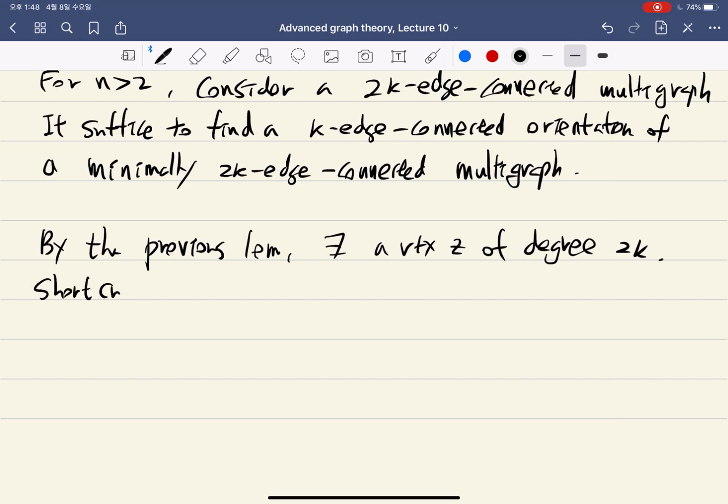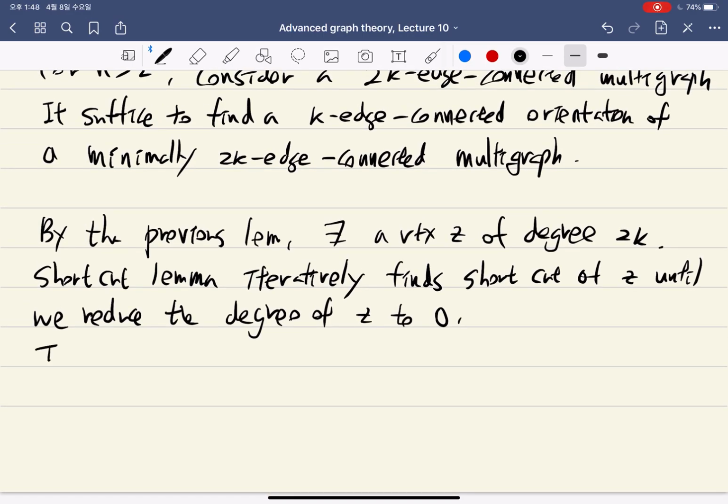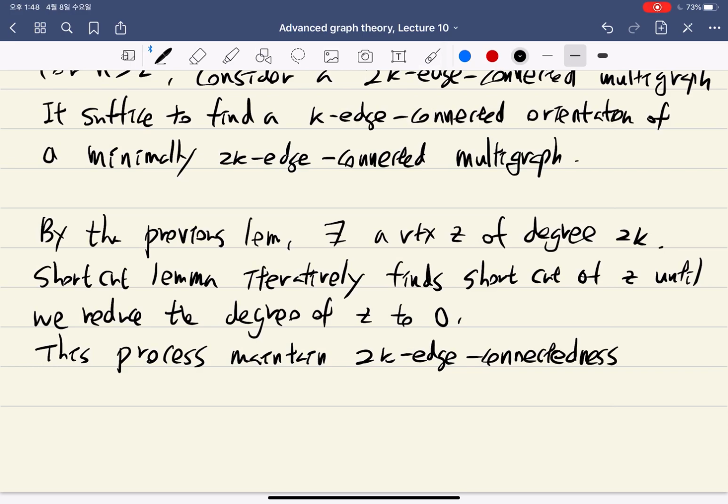And we apply the shortcut lemma. We apply it iteratively, finding a shortcut of g until we reduce the degree of g to 0. And while doing that, this maintains 2k-edge-connectedness, connectedness relative to g.